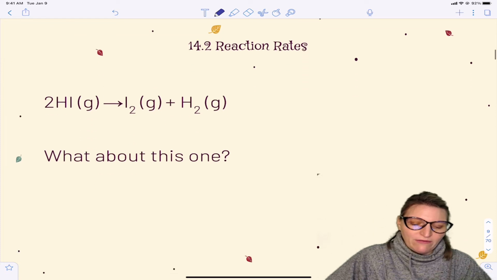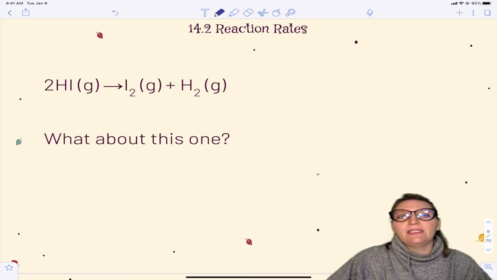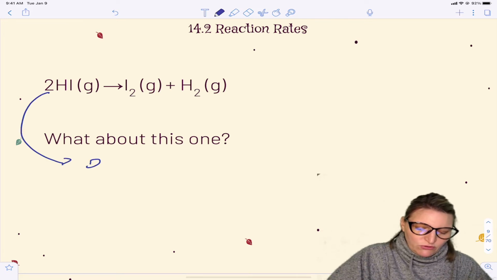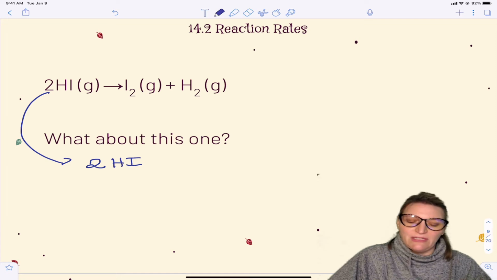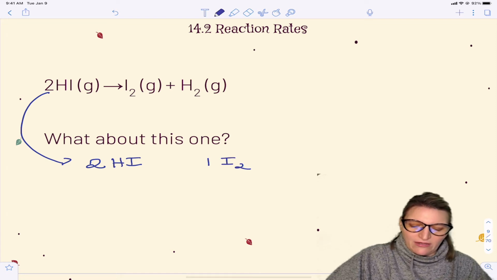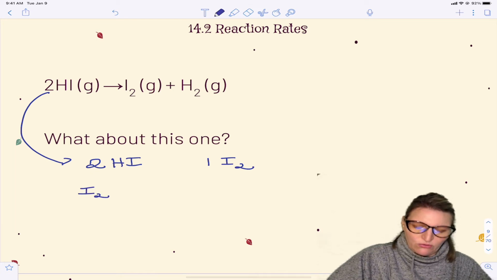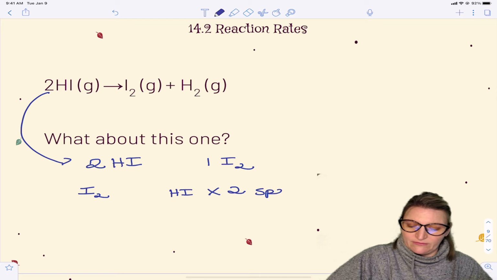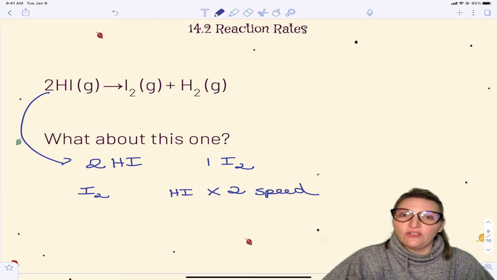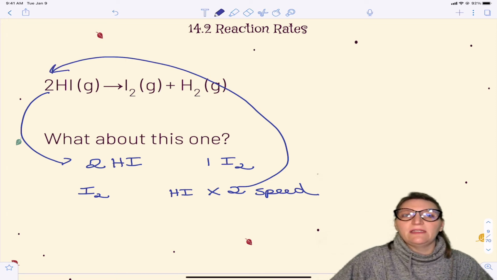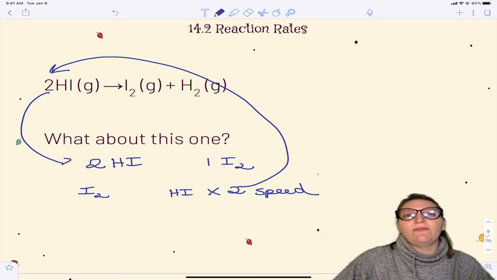But what if the stoichiometry is not the same? And if I look at this molecule, really think about what is going on, right? So we would say 2 HI have to disappear to make 1 I2. So what is the rate of those? Well, I2 has a certain rate. HI would disappear at twice the speed, right? Because it would take 2 molecules of that. So we can see that definitely rate is proportional or is related to the coefficients.